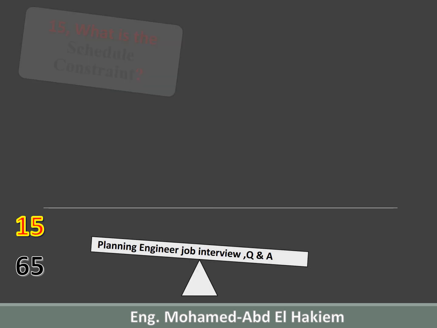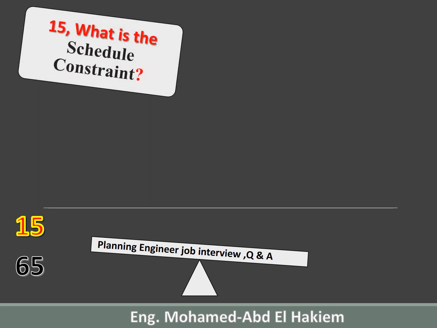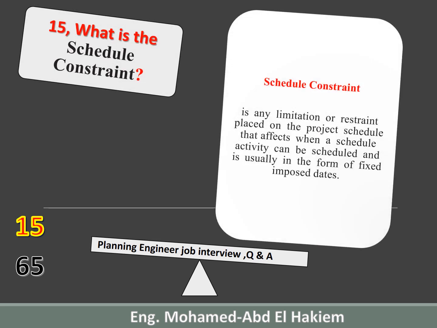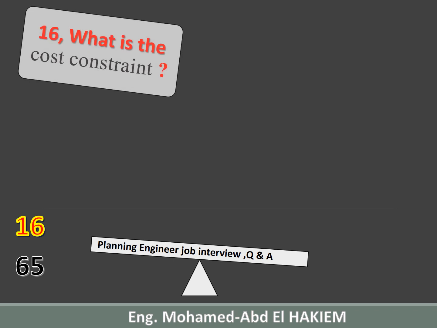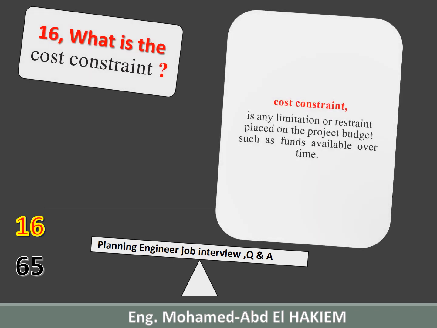15. What is the schedule constraint? Schedule constraint is any limitation or restraint placed on the project schedule that affects when a schedule activity can be scheduled, and is usually in the form of fixed imposed dates. 16. What is the cost constraint? Cost constraint is any limitation or restraint placed on the project budget, such as funds available over time.